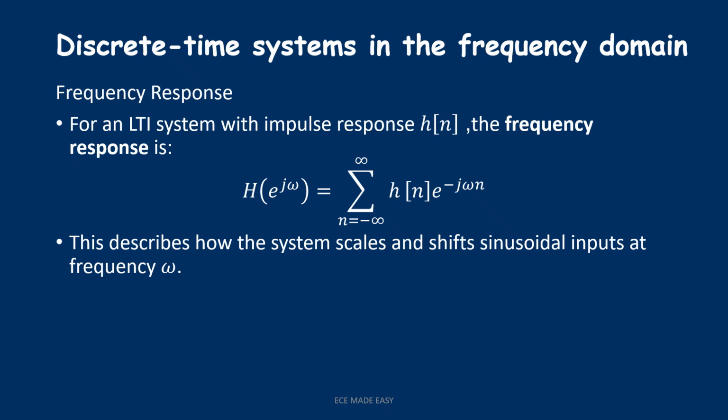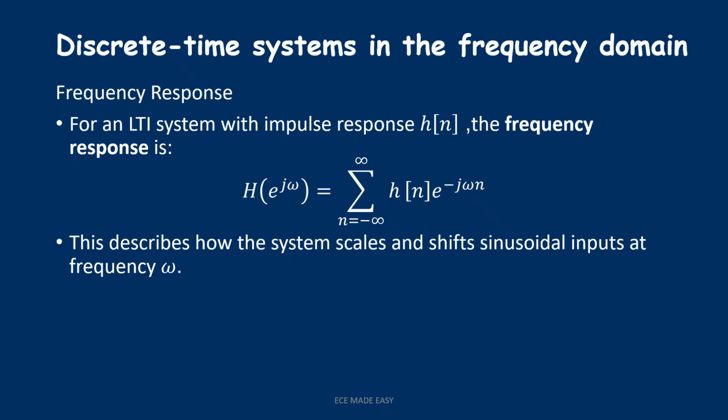Today we will discuss the topic called discrete time systems in frequency domain. What is a discrete system? The system which takes a discrete input and gives discrete output, we call it a discrete system. Any discrete system is represented either using a linear constant coefficient difference equation or by using its impulse response h of n.